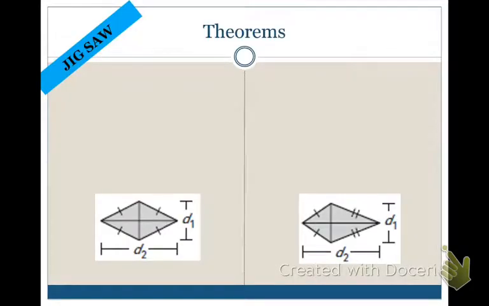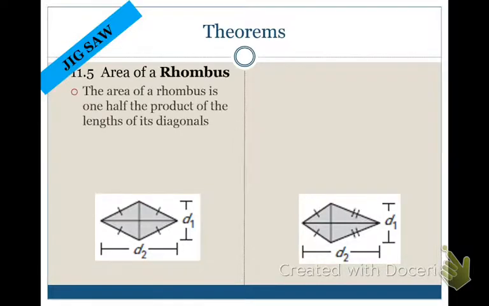All right, two other shapes. We've got a rhombus here. The area of a rhombus is 1/2 the product of the lengths of its diagonals. So it's written as 1/2 d1 times d2.